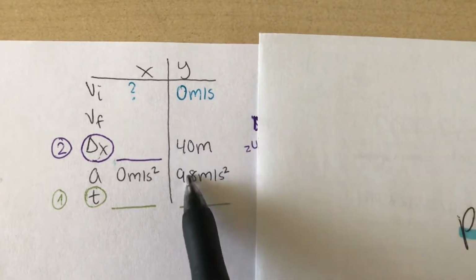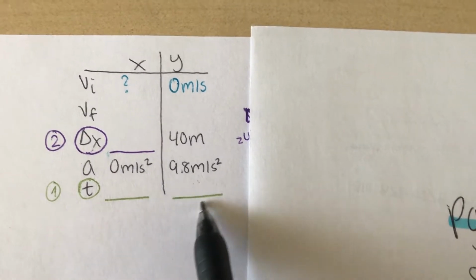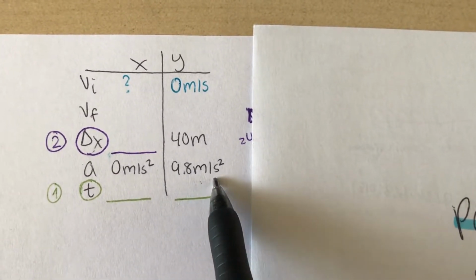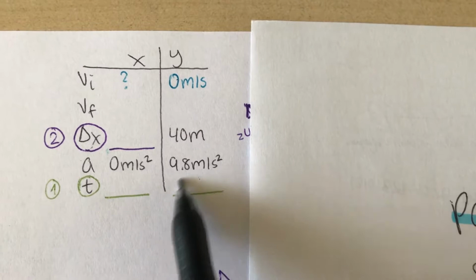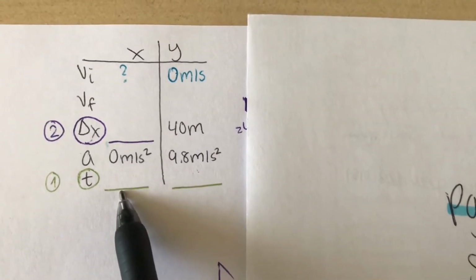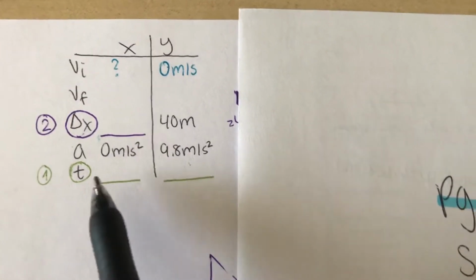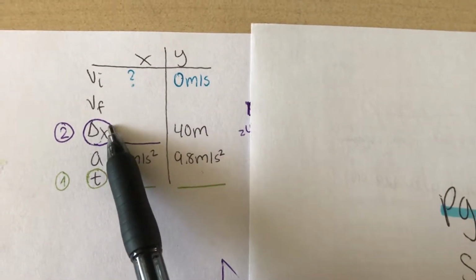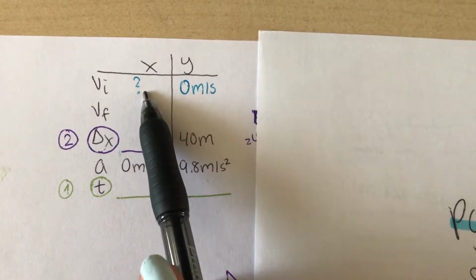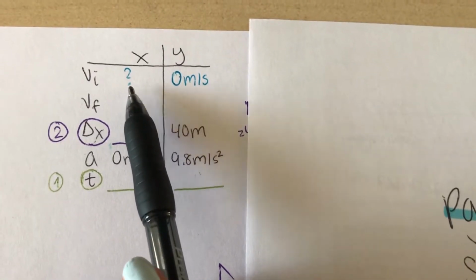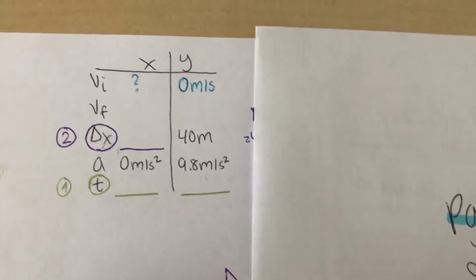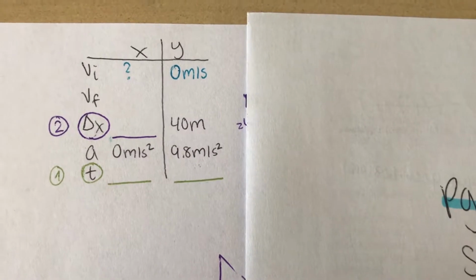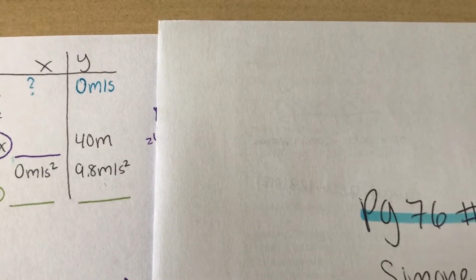Having these three components, we can find the time. So I'm going to explain to you the plan I have for this problem. We can find the time, and since the time is the same for x and y, we can put it over here. We can find the change in x, and then we can easily solve for initial velocity because it is the same as final velocity, since speed in the x direction is constant throughout the time.